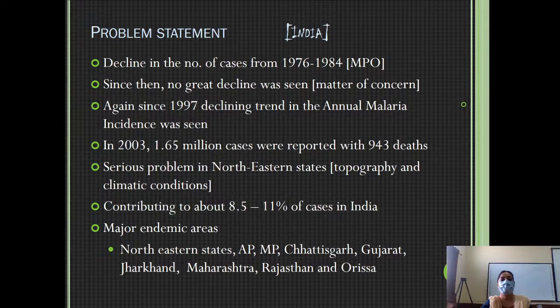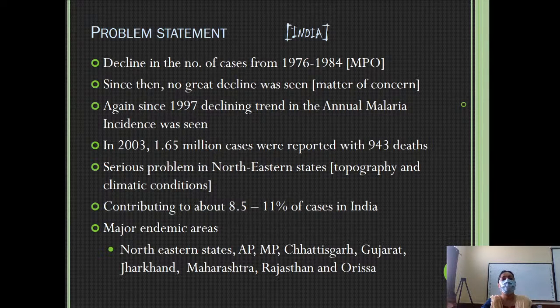And then again in 1997, when the annual malaria incidence was calculated, it was seen that there was a slightly declining trend. But when we came down to 2003, then we see that about 1.65 million cases were reported and 943 deaths were reported. So this was considered to be pretty low for 1 year.